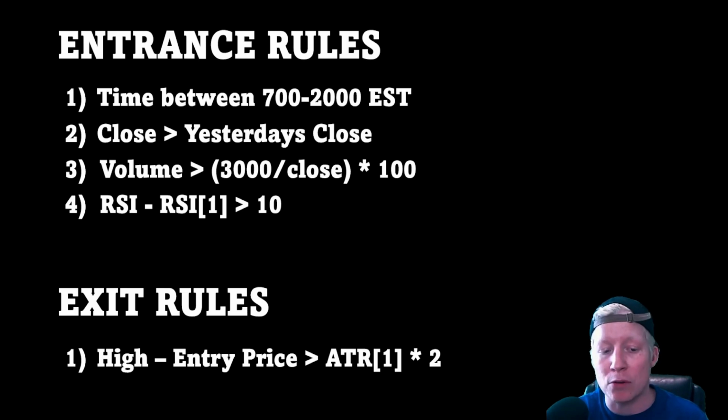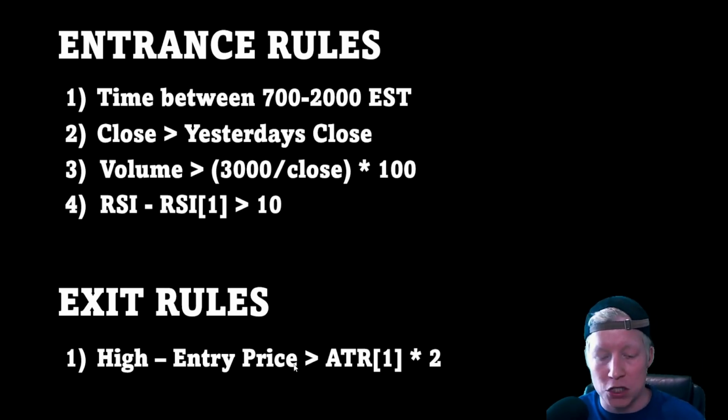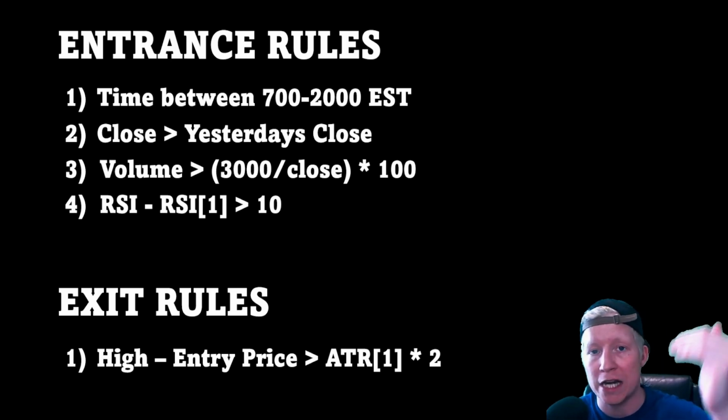The take profit exit rule is the high minus the entry price, so whatever you paid for the shares of your stock, has to be greater than the ATR of a bar ago times 2. Essentially, take the average true range of the previous bar, and we take it from the previous bar because the average true range on the current bar is always fluctuating with each tick.